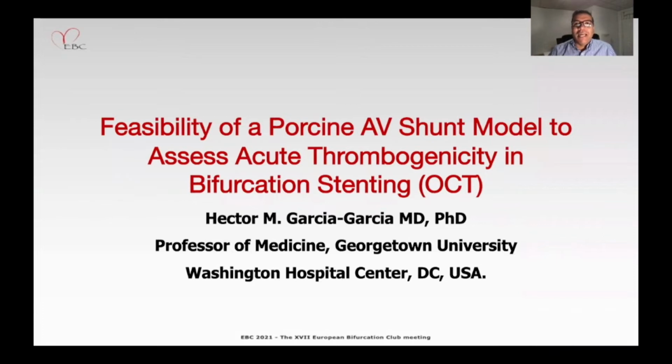My name is Hector Garcia. I am professor of medicine at Georgetown University, and I am also the director of invasive imaging coronary at MedStar Washington Hospital Center. It is my pleasure to present to you the feasibility of a porcine AV shunt model to assess acute thrombogenicity in bifurcation stenting using optical coherence tomography. Thank you, dear Mr. Chairman of the European Bifurcation Club, for this kind invitation.